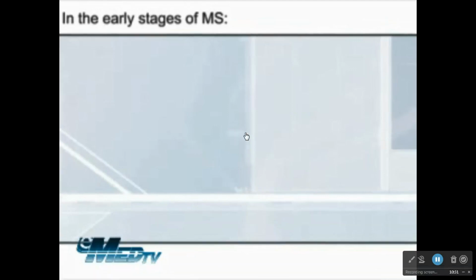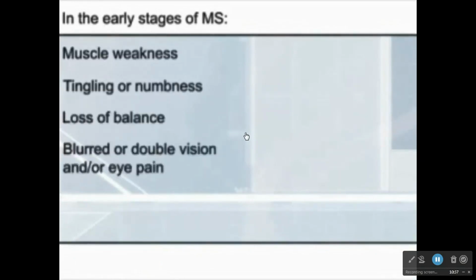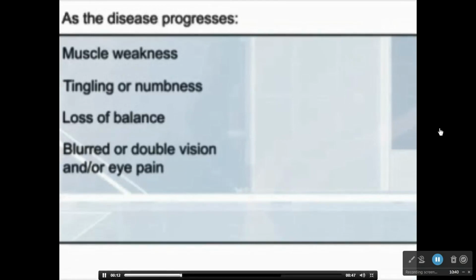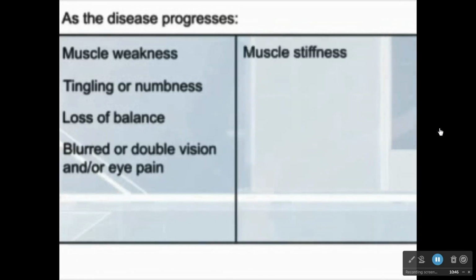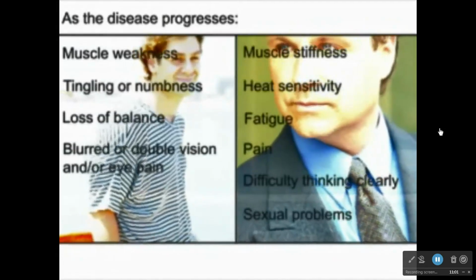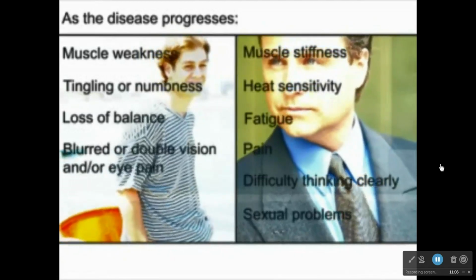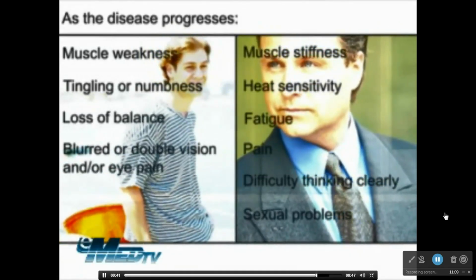Of MS, people often experience muscle weakness, tingling or numbness, loss of balance, blurred or double vision, and or eye pain. As the disease progresses, other symptoms may appear, such as muscle stiffness, heat sensitivity, fatigue, pain, difficulty thinking clearly, and sexual problems. The symptoms of multiple sclerosis generally appear between the ages of 20 and 40. It's important to know that MS can begin so mildly that a person doesn't even notice any symptoms until the disease has progressed. Also, the symptoms vary from person to person and can change over time.